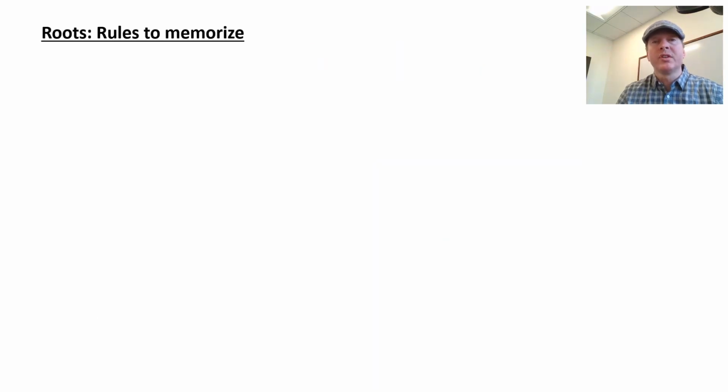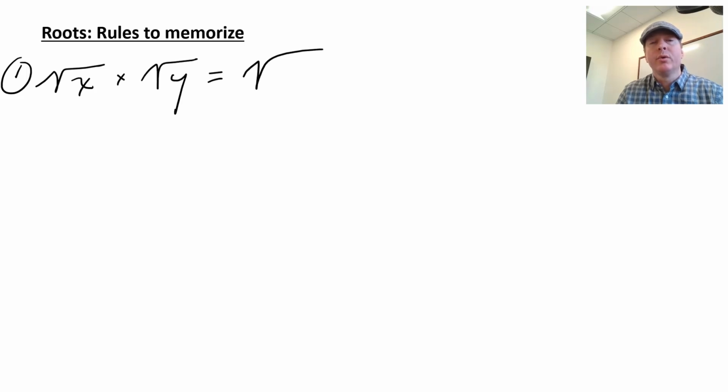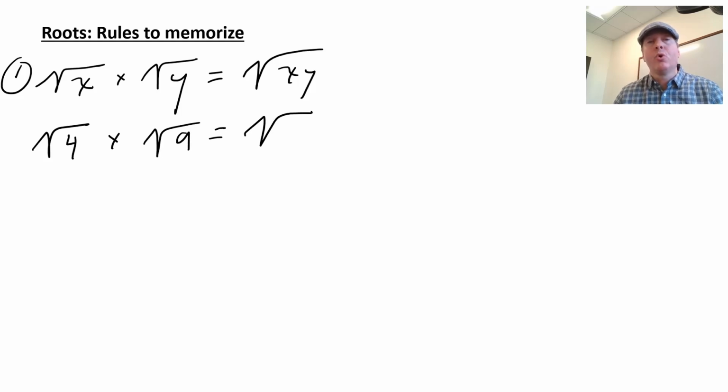Let's talk about some rules, some laws to memorize with regard to roots. So if I had the square root of x times the square root of y, that is equal to the square root of x times y. If you're multiplying the numbers, you can put them underneath the same square root sign and multiply them underneath the same square root sign. So if you asked me what is the square root of 4 times the square root of 9, that's the same thing as the square root of 4 times 9. And 9 times 4 is 36. So that's the same thing as the square root of 36.